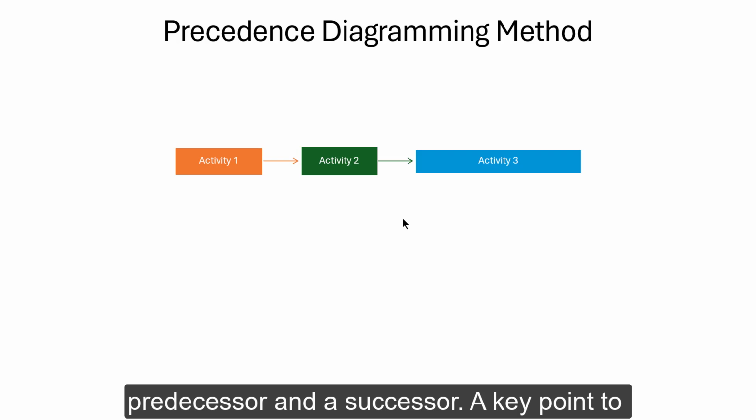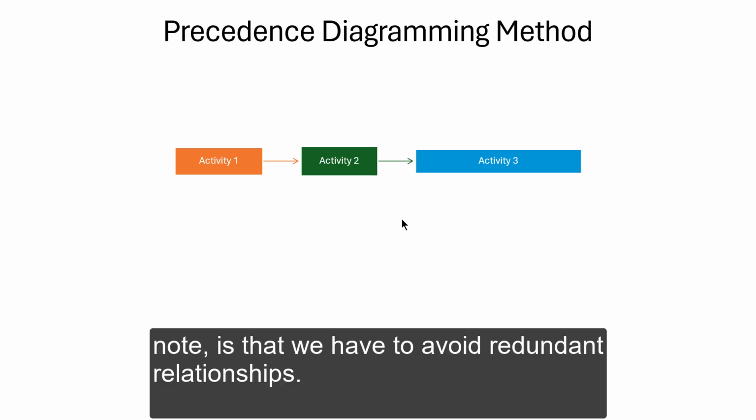A key point to note is that we have to avoid redundant relationships. It must be already in your mind that activity 3 is also dependent on activity 1, which is true, but we should avoid redundant relationships.